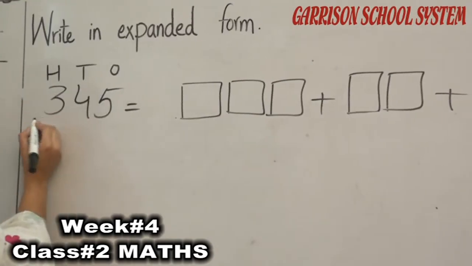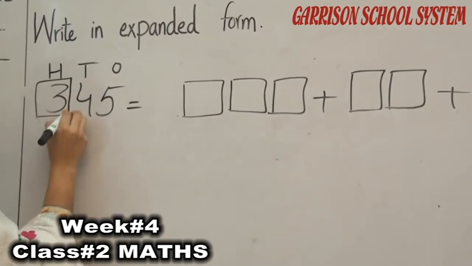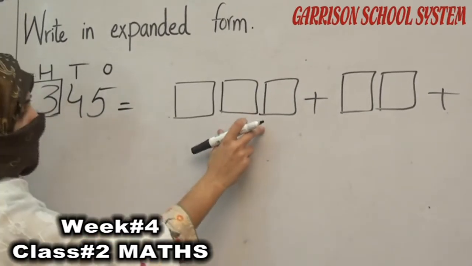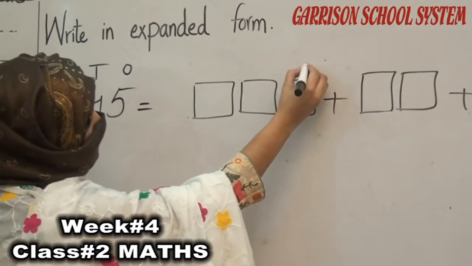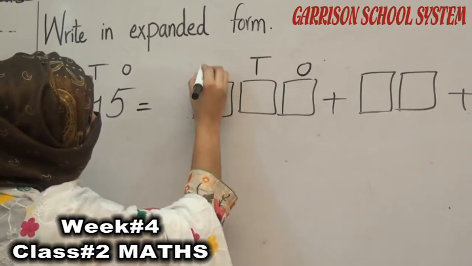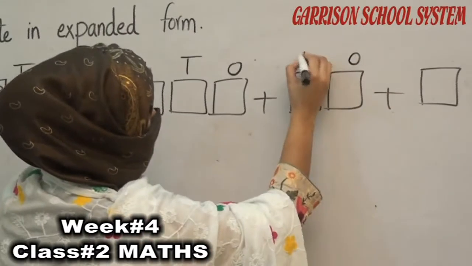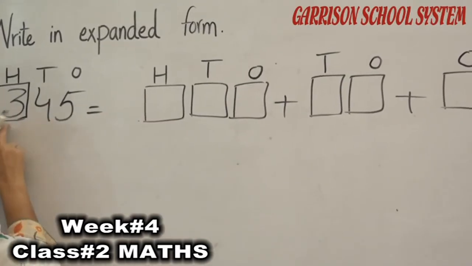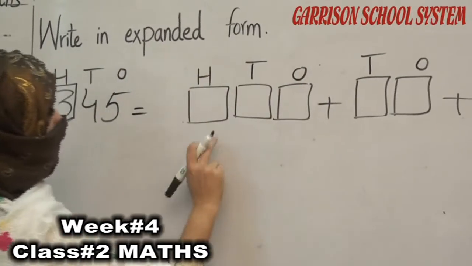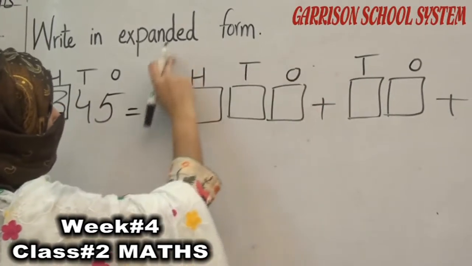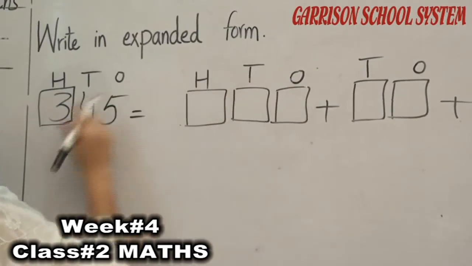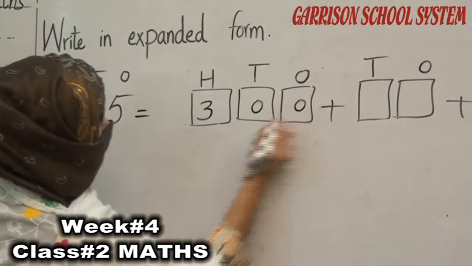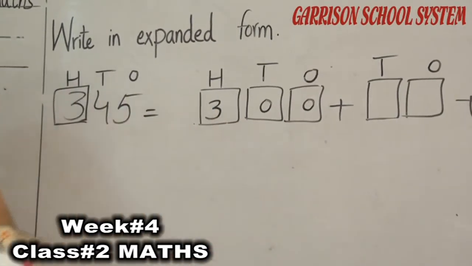So the first number is 300. We have to write 300 in its hundreds place. You can see here ones, tens, hundreds. We write 300 into these boxes because these are in hundreds value. So we write 3, 0, 0. This is our 300.